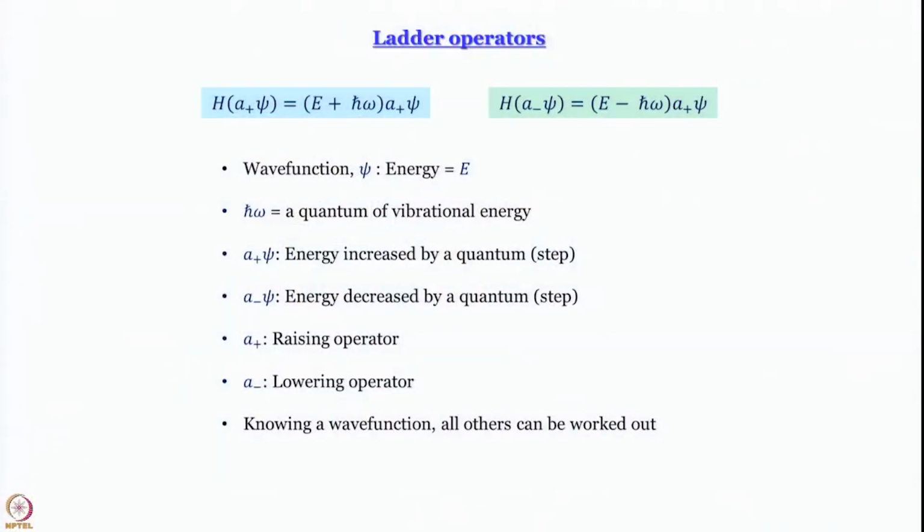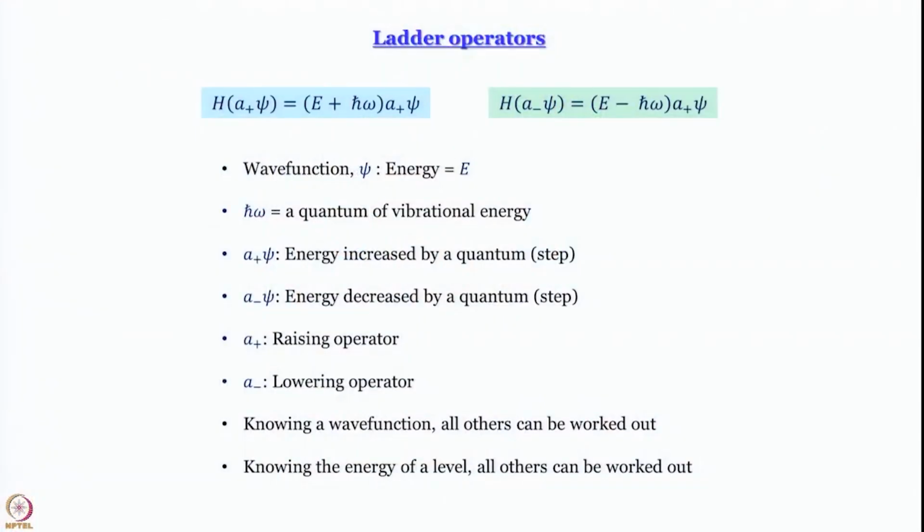What does this ladder look like? Remember equispaced energy levels, equispaced rungs. So, A plus and A minus can take you up or down this energy ladder of the simple harmonic oscillator. That is why they are called ladder operators. And the great thing about ladder operators is this: suppose you know one wave function, using a ladder operator you can generate the next one in higher or lower order of energy. Similarly, if you know one energy, you can work out the energies of the higher and lower levels, and you can keep going until you have worked out as many energies as you want.